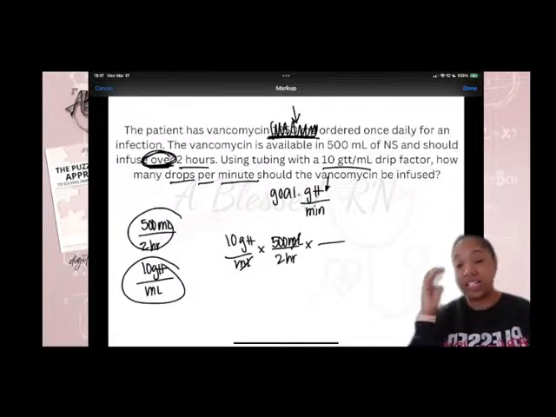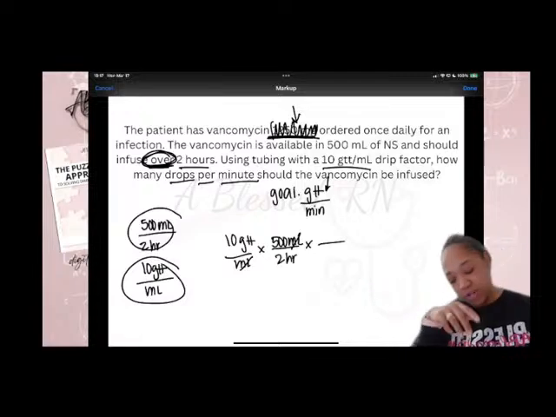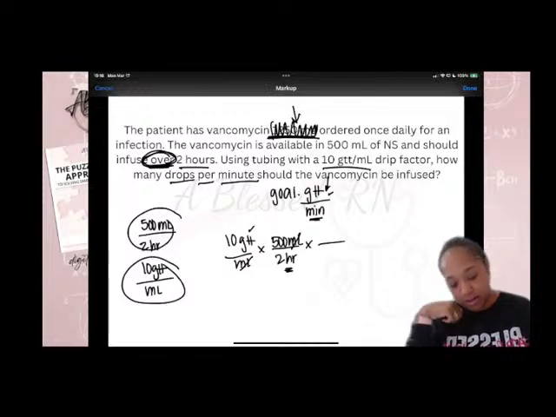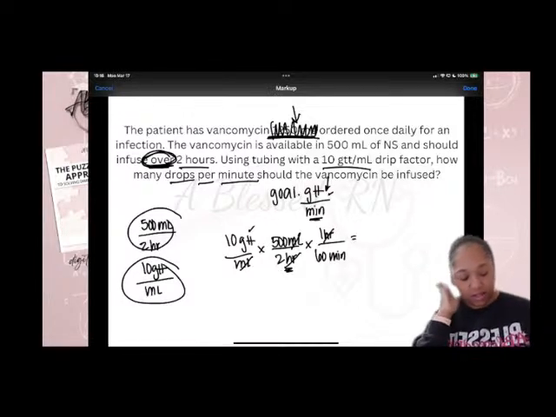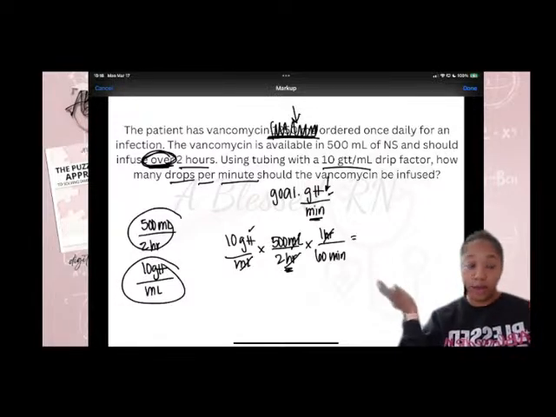And am I finished yet? No, because my puzzle does not look like the picture on the box, which is the goal, right? We've got drops on the top, but we need minutes on the bottom. I have hours. So my last step would be 1 hour equals 60 minutes. So you cancel it out and everything is gone except for drops on the top and minutes on the bottom. Puzzle complete. Now you can do the math.